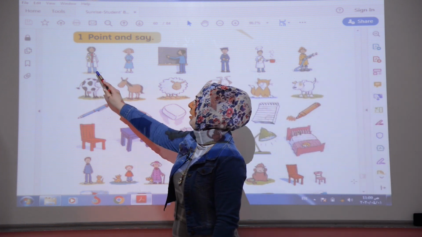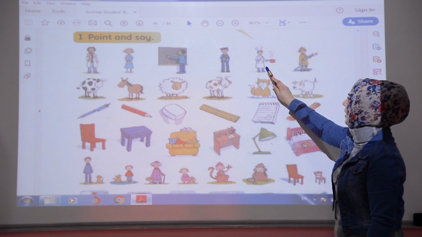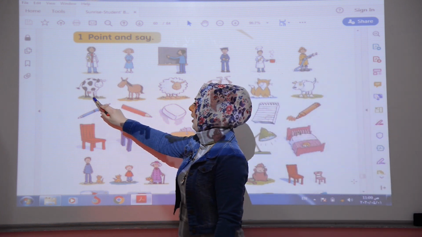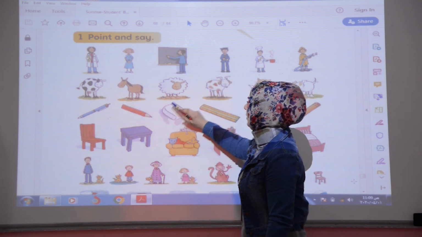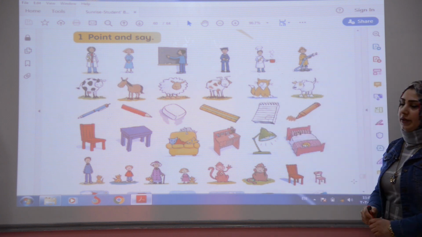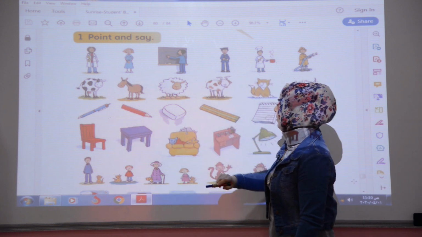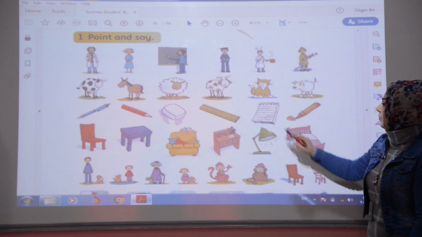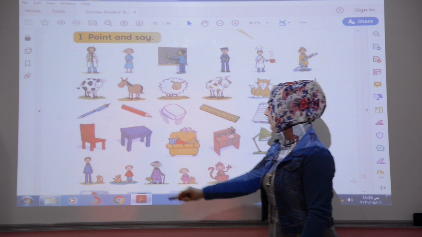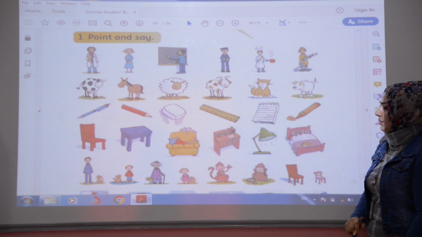We have doctor, nurse, teacher, policeman, chef, and firefighter. Also, we have cow, horse, sheep, goat, cat, dog. We have pen, pencil, eraser, ruler, notebook, and crayon. We have chair, table, sofa, desk, lamp, bed.